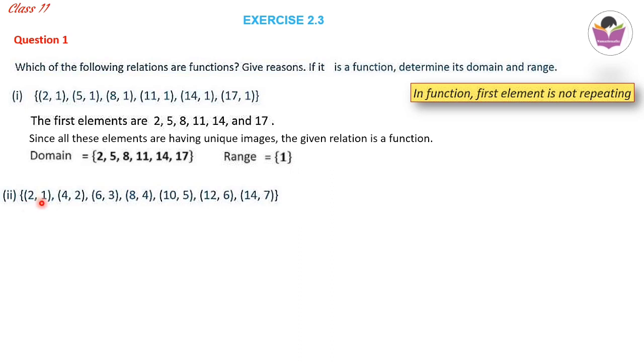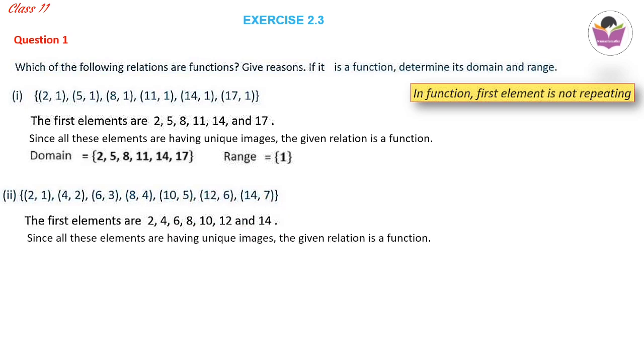Next is the set of (2, 1), (4, 2), (6, 3), (8, 4), (10, 5), (12, 6), (14, 7). Here also the first elements are 2, 4, 6, 8, 10, 12 and 14, and all these elements have unique images. 2 is related to 1, 4 is related to 2, 6 is related to 3, 8 is related to 4, 10 is related to 5, 12 is connected with 6, 14 is connected with 7. No first element has two images. They have unique images, so it is a function.